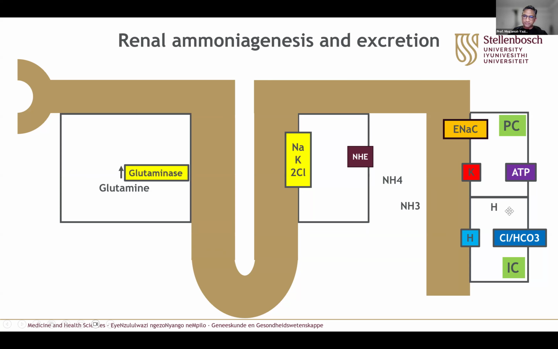On this side here, hydrogen ion, hydrogen ions are pumped into the collecting duct by hydrogen ATPase, and this then recombines to form ammonium in the collecting duct, and in that way we secrete ammonium in the urine.